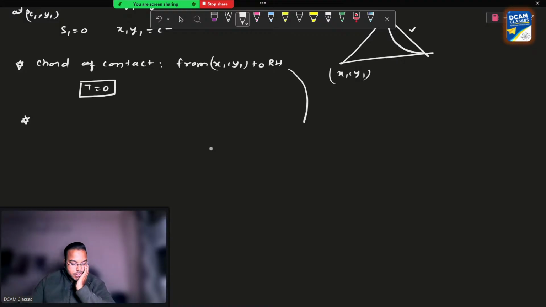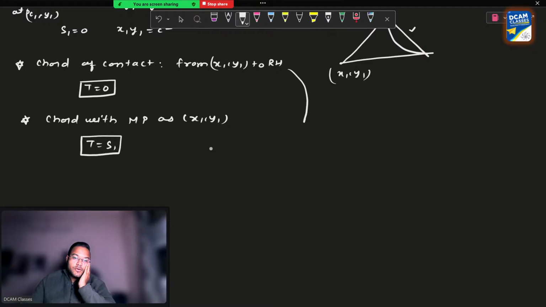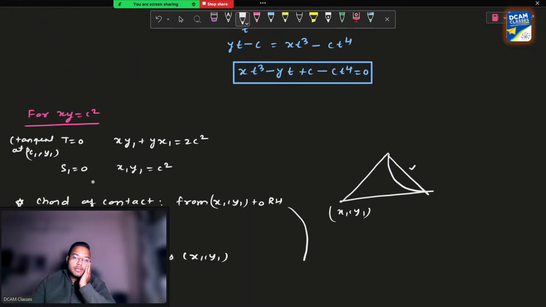Then the next point is chord with midpoint as x1 y1. This is T is equal to S1. Same formula where the tangent equation will be the above equation that I have written. S1 will be this.